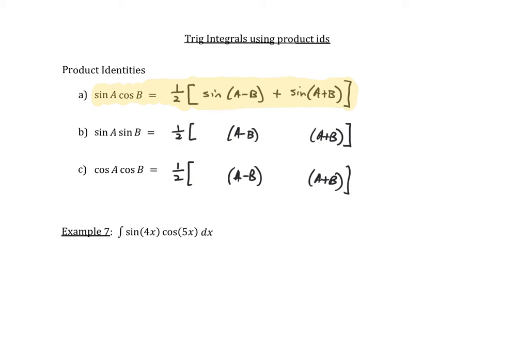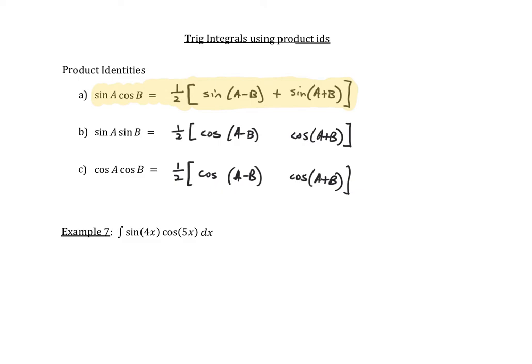Now, going back to this second one in particular, when these two trig functions being multiplied together are the same, we're actually going to have cosines instead of sines. So this is going to be a cosine here and a cosine here. When you look at the third one, these are the same trig function multiplied together. So you're going to get a cosine and a cosine here.